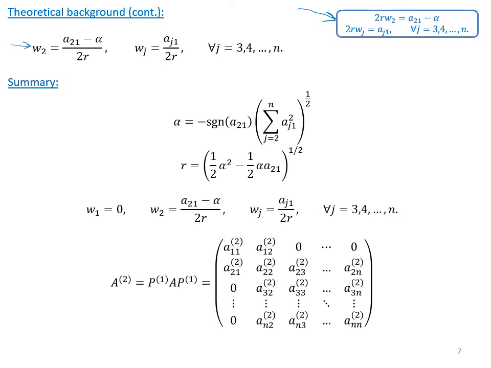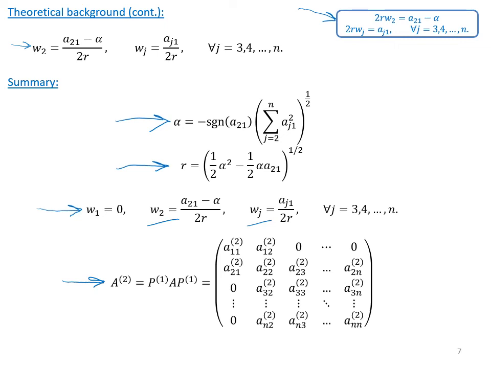Now let's summarize the choice of our Householder transformation at step 1. We define parameter alpha. Then we compute parameter a, how to do it I showed you on previous slides. Then we assign the first component of vector w, w1, equals 0. Then we compute the rest of the components of vector w using these formulas. And the next approximation for matrix A is going to be the product of the Householder transformation multiplied by the original matrix A and multiplied again by matrix P.